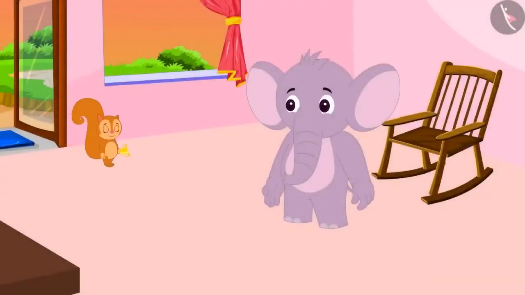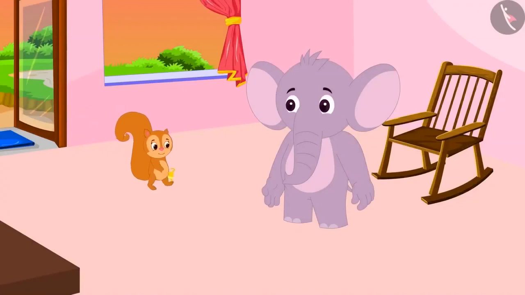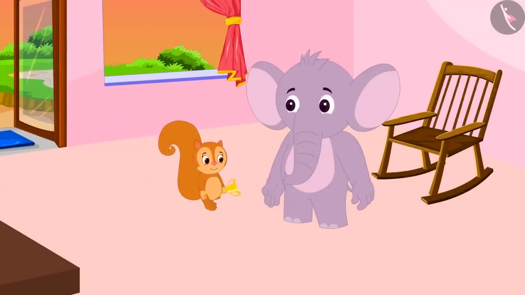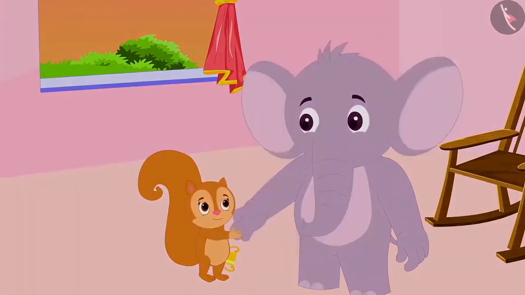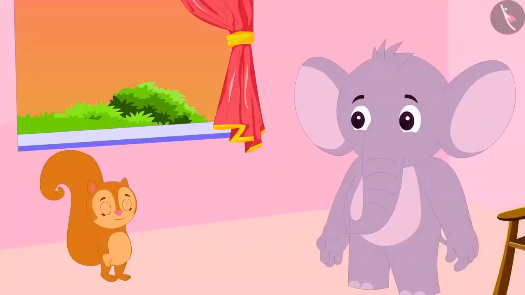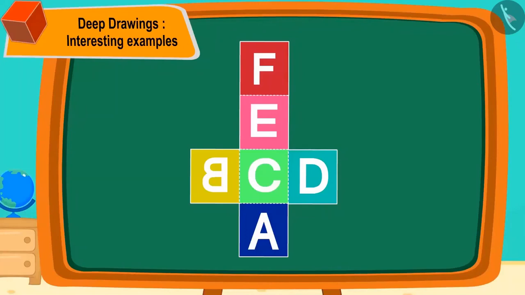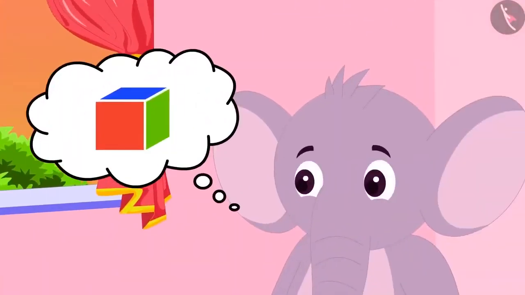Chanda went straight to her friend Appu Elephant's house with the trophy she won at the competition. Appu congratulated her on winning the competition. Now they are both playing a game. Chanda has made a cube net in this way on a cardboard. Appu has to make its deep drawing.